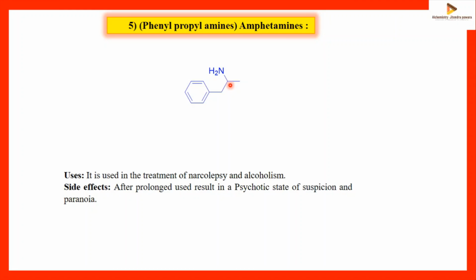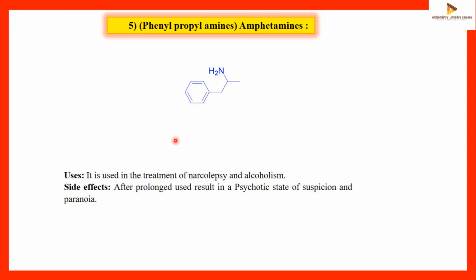The uses of this amphetamine: it is used in the treatment of narcolepsy and alcoholism. नार्कोलेप्सी म्हणजे त्या पर्सनला झोपायची खूप इच्छा असते आणि it is one type of disorder. And alcoholism is when the person is addicted to alcohol. मद्यविकार म्हणतात त्याला मराठीमध्ये. So these are the uses of this amphetamine.